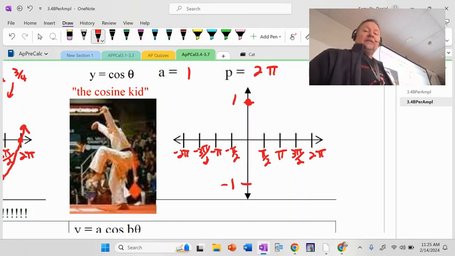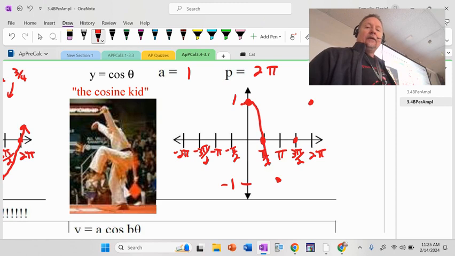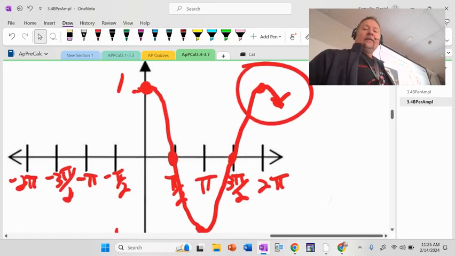Okay, and then cosine starts at its high, goes down to 0, goes down to -1, and goes back to 0, and then back up to 1. Here's the cosine kid. Hiya. Sometimes you do run over. Now look at. Do you see this? Look at that.